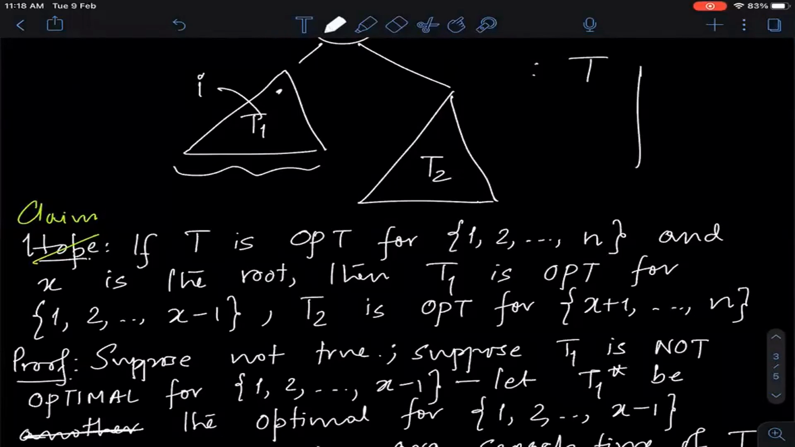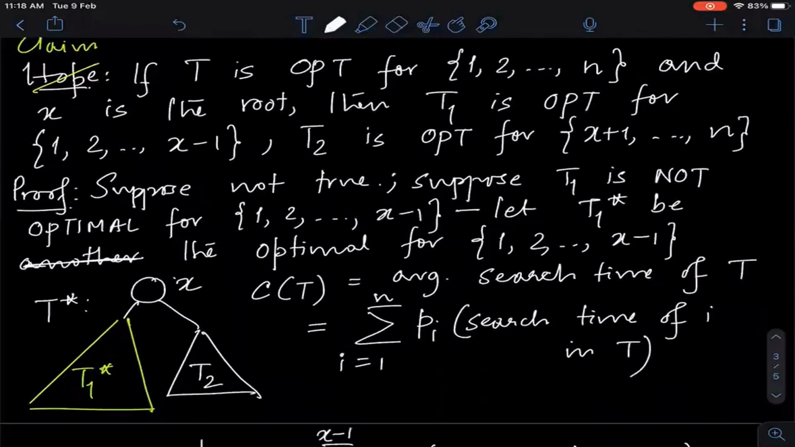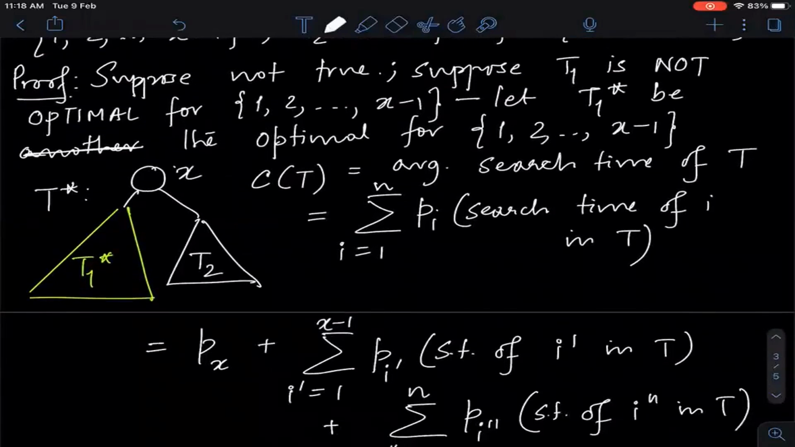So if I just leave out x, now I'm just trying to prove that this is true. So I'm assuming, let's say, this is not true. Then there has to be another better tree for the left keys, which is 1 to x minus 1. You can symmetrically prove this for the right-hand side as well. I'm just assuming that the left side contradicts this statement. So now there is another subtree, T1 star, on the keys 1 to x minus 1, right?